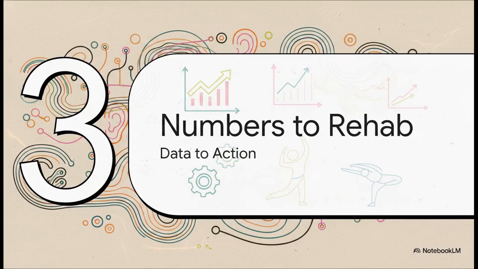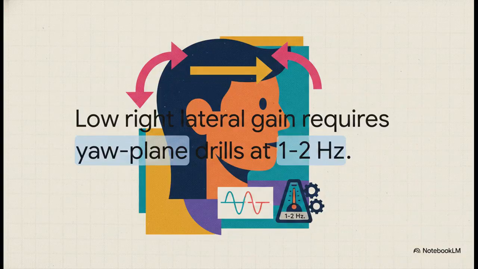Section 3. Numbers to prescription. Let's ground all this theory in a real-world clinical prescription. Say your report shows a right lateral gain of 0.5, plus you've got saccades present. You don't just tell the patient to move their head while looking at a dot. No, you specifically prescribe affected plane VOR times 1 or times 2 at 1 to 2 Hz. A low right lateral gain strictly dictates horizontal yaw plane drills.